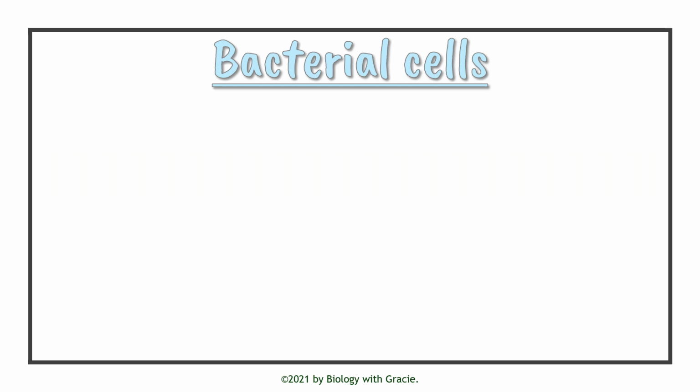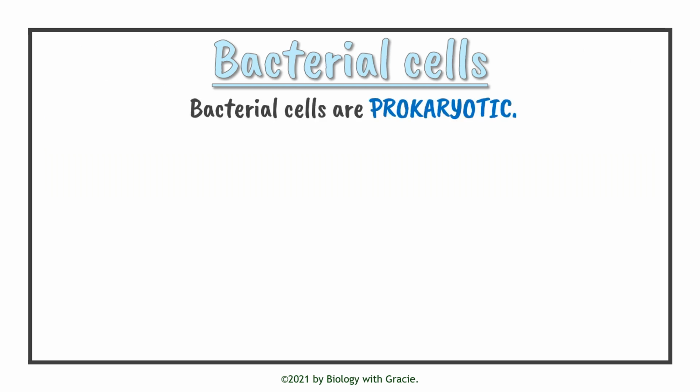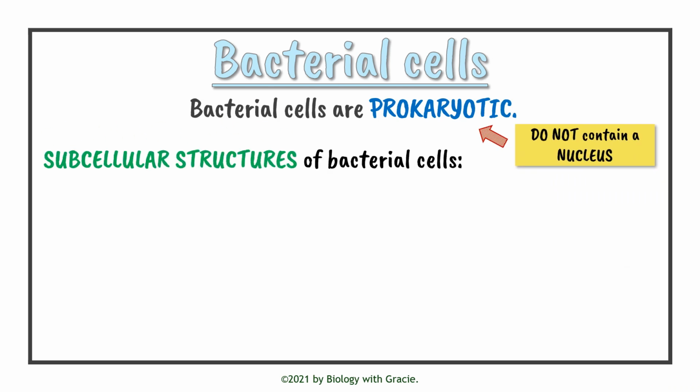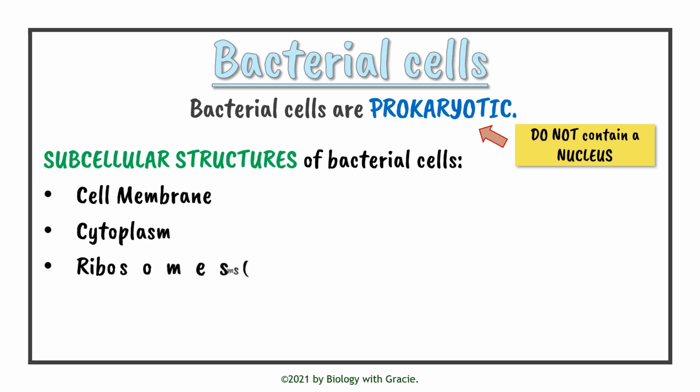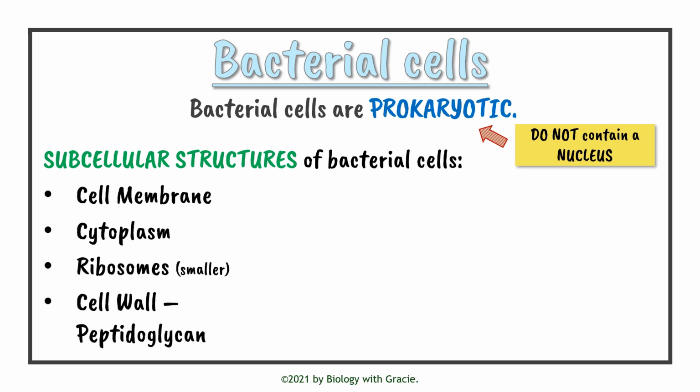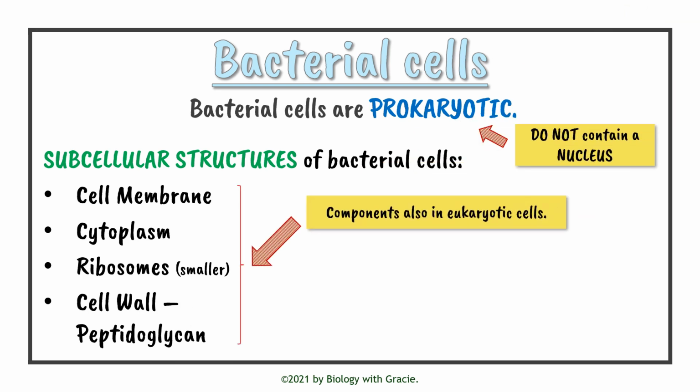Now we're going to talk about bacterial cells. Bacterial cells are prokaryotic, so this means that they do not contain a nucleus. Some of the subcellular structures of bacterial cells include a cell membrane, cytoplasm, ribosomes, and cell wall. We know that these are obviously components also in eukaryotic cells. The difference with bacteria is that their ribosomes are much smaller and their cell wall is made of peptidoglycan rather than cellulose, as is the cell wall in plant cells.